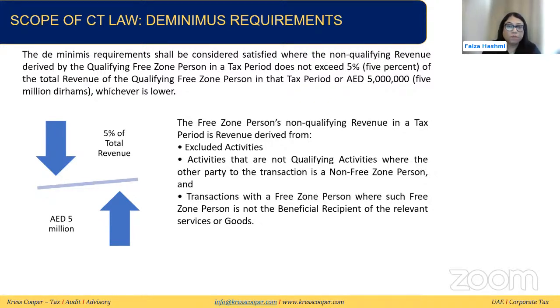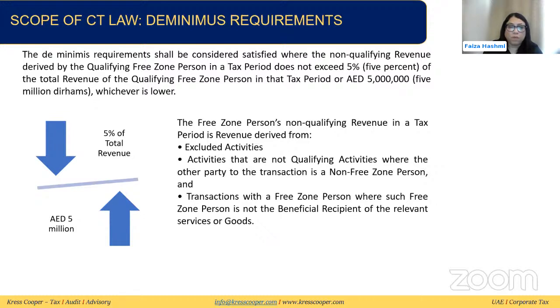So, what is that de minimis threshold? It is 5% of the total revenue or 5 million, whichever is lower. So, whichever is lower of these two, that is your threshold, and that needs to be maintained. So, the income which is non-qualifying needs to be under this threshold, and then it can still qualify as being qualifying income. Now, what is this non-qualifying income?